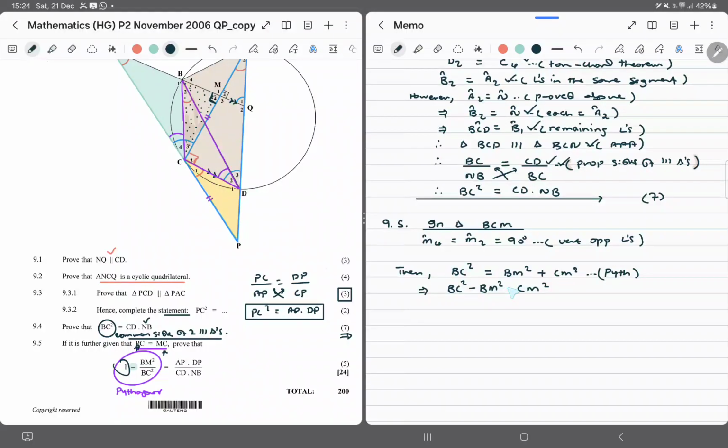Alright guys, so now we can say this also implies that BC squared minus BM squared is equal to, instead of CM, remember I told CM is equal to PC. So this is the same as PC squared. We can justify that given PC is equal to MC or whatever.